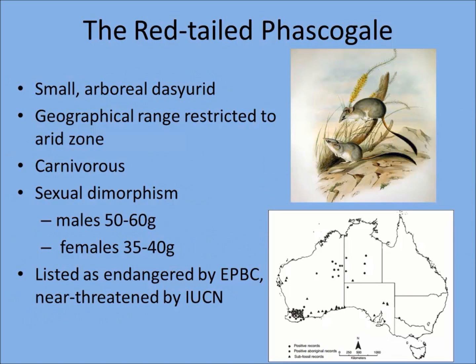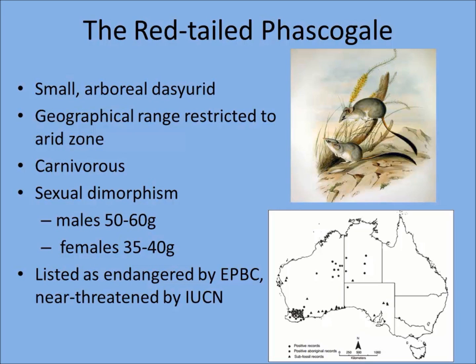A good example of arid zone dasyurids is my red-tailed Phascogale, which is a small arboreal dasyurid. As you can see by my geographic range, apart from small isolated populations, these little circles in Victoria, South Australia, and introduced populations up here in the Northern Territory, the main trappings of this species occur in the arid zone here in southwestern Australia. It's an opportunistic predator and it has a diet ranging from small arthropods to other mammals and sometimes even birds. The species is sexually dimorphic, with an average male length of around 12 centimetres and a body mass of 50 to 60 grams, whereas females only grow to an average length of around 10 centimetres with a body mass of 35 to 40 grams.